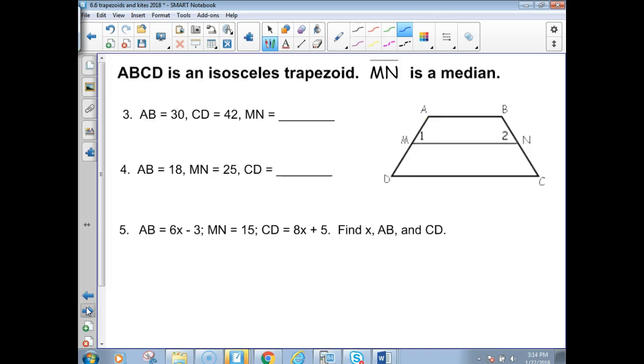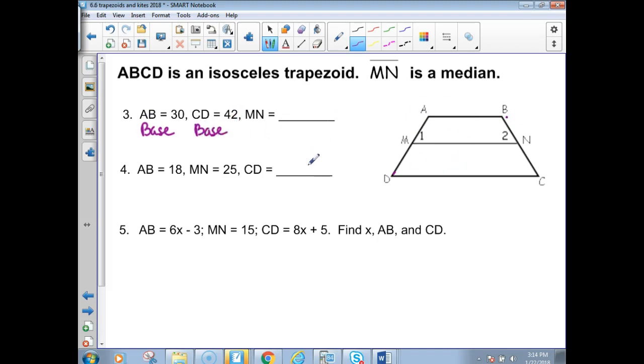All right, ABCD is an isosceles trapezoid. Okay, so all the problems ahead are isosceles trapezoids. What that means then is that the sides that are not parallel are congruent. Now this says AB is 30. AB is the top, that's the base. CD is 42, that's a base.